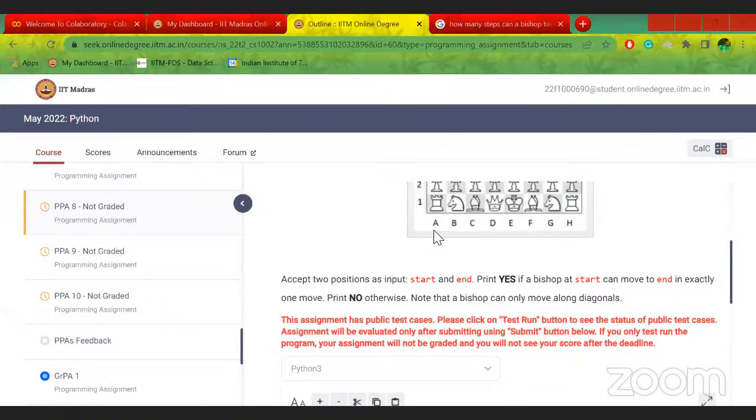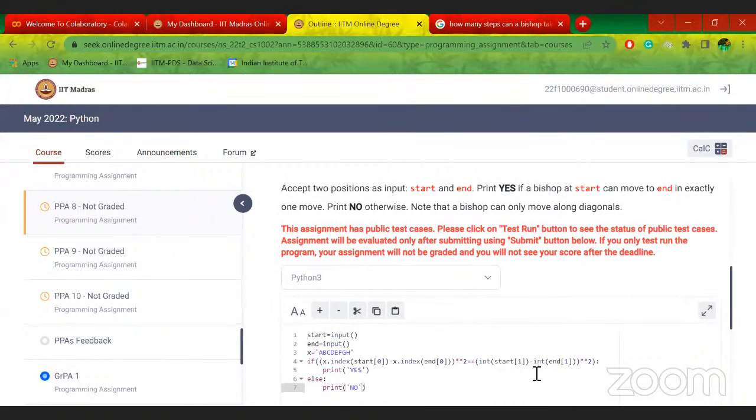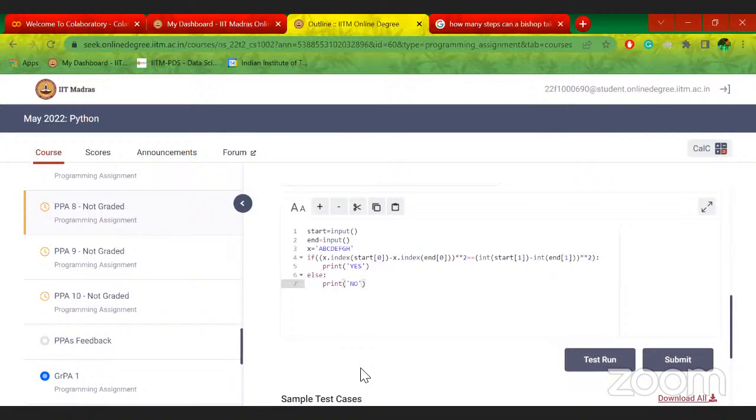Suppose I am getting A1, then the integer part is 1, but it is a string, so I changed it into integer for both start and end, and again it could be negative, so I squared it up. So for both the difference is same, so the square should also be same. In this way, if both are equal, then I printed yes. And if both are not equal, then I printed no. So are you able to understand my explanation? Is it clear? Understood, sir. No, sir.